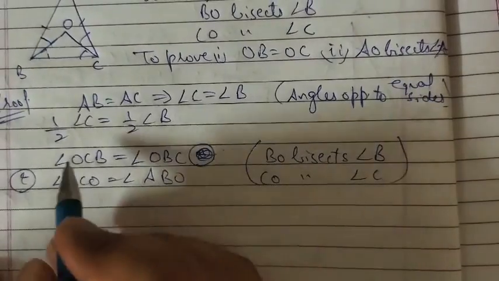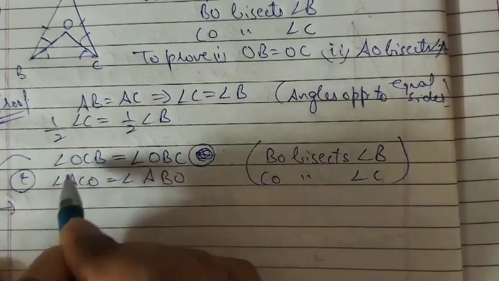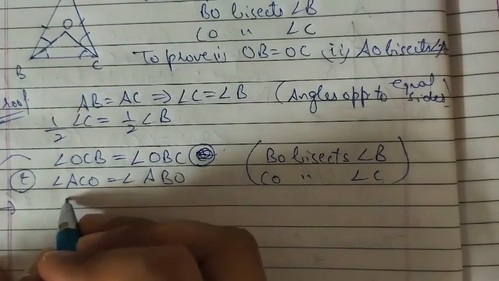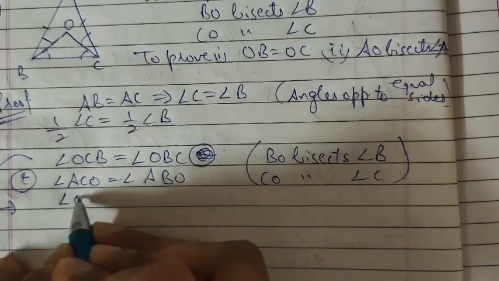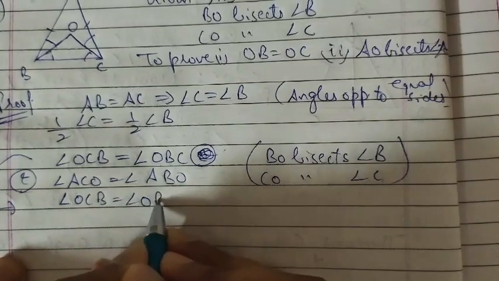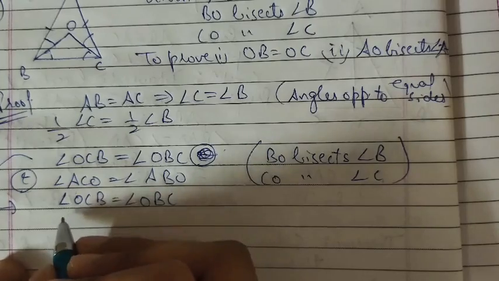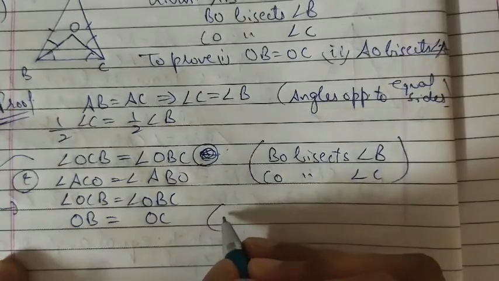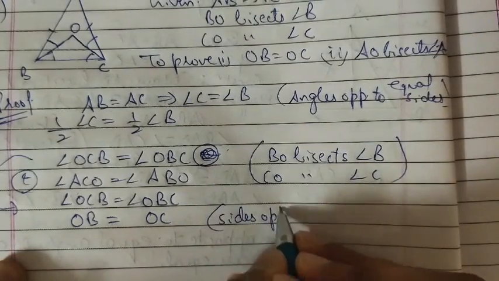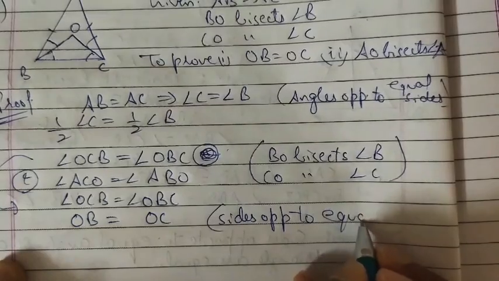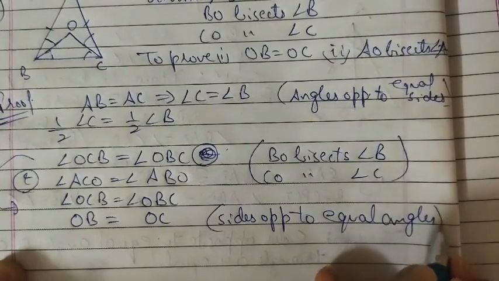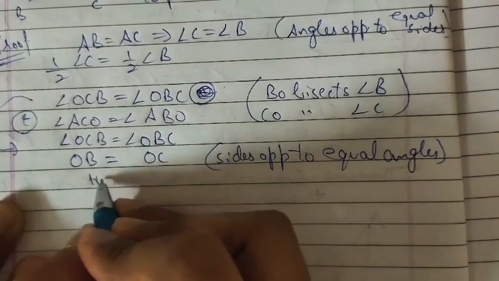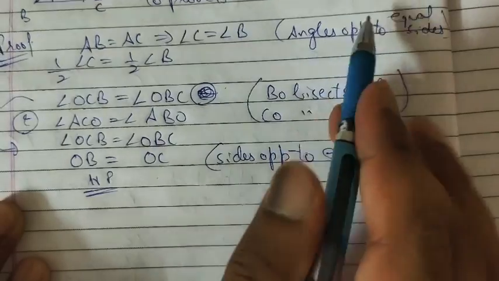So now from this equation, OCB is equal to OBC. So side opposite to OCB is OB and side opposite to OBC is OC. Reason: sides opposite to equal angles are equal. So OB is equal to OC. First part, hence proved.